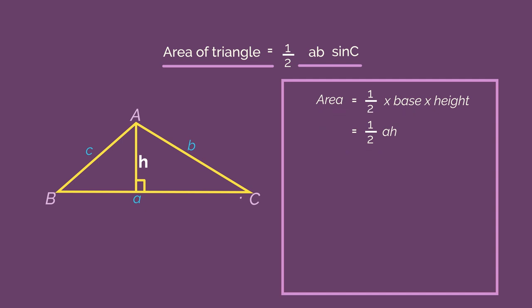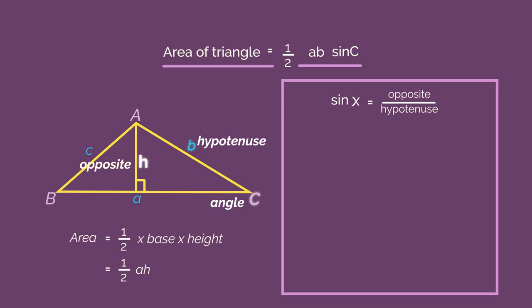Using SOHCAHTOA, where C is our angle, h is the opposite and b is the hypotenuse, we can say that sine C equals h over b. And rearranging, we can get h equals b multiplied by sine C.